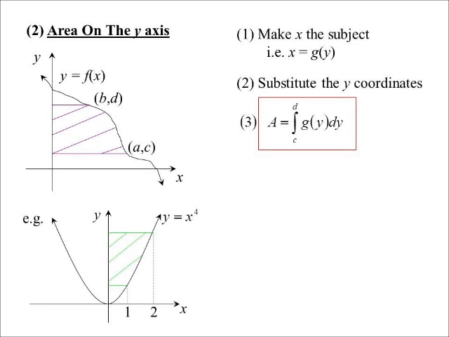So for example, there's y equals x to the power of 4. Yes, I know it looks suspiciously like x squared, but trust me, it's x to the 4. And we're going to find this particular green area there.